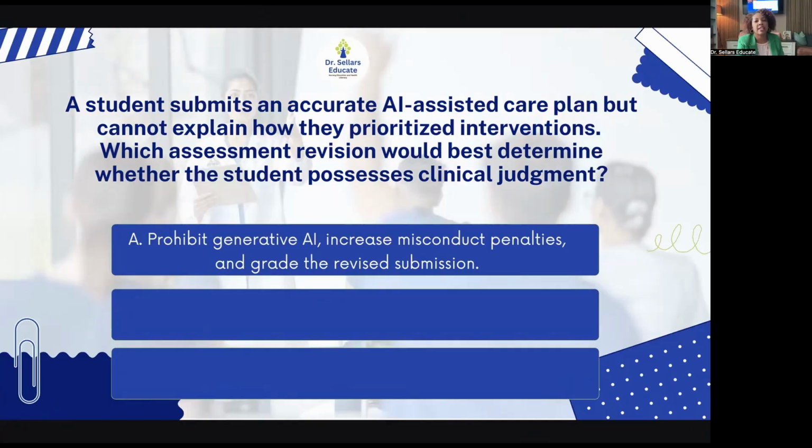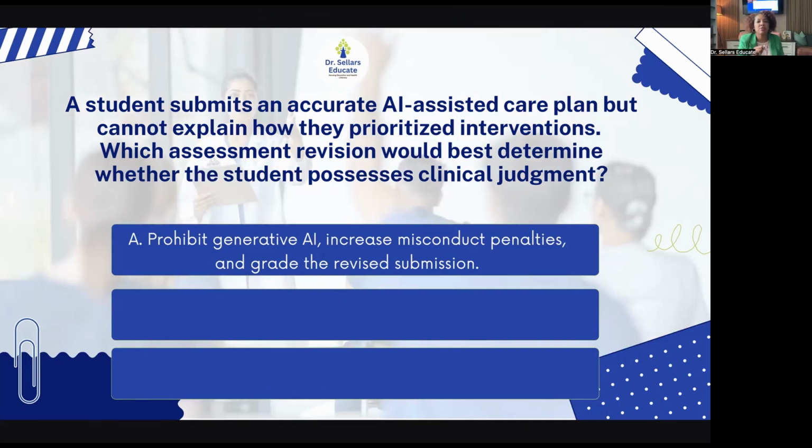A student submits an accurate AI-assisted care plan but cannot explain how they prioritize interventions. Which assessment revision would best determine whether the student possesses clinical judgment? Right? This is the exact case study that we started with. Now we formulated it into a question.